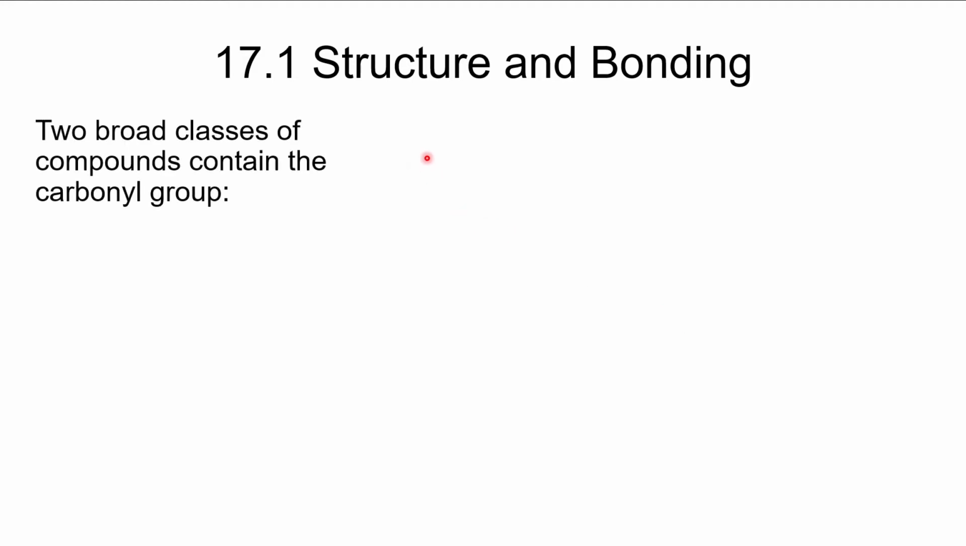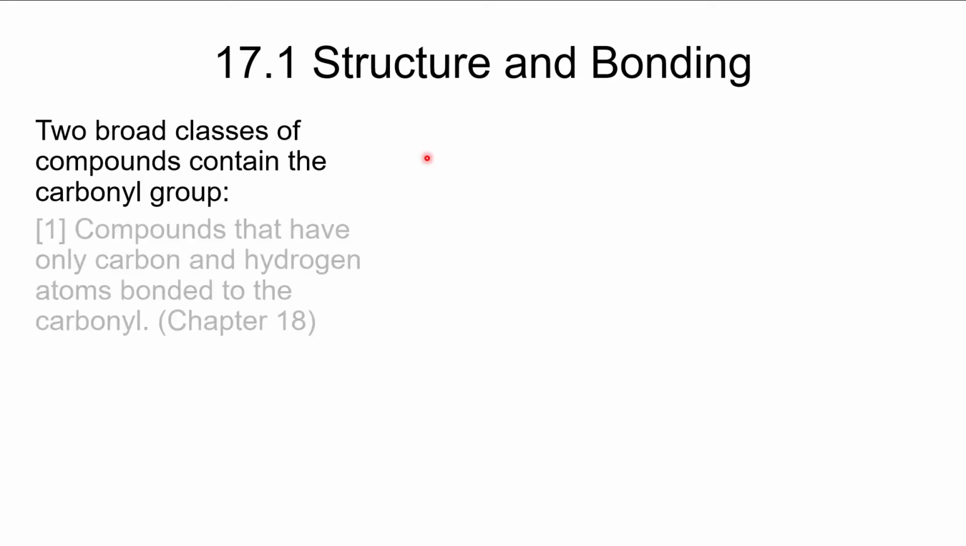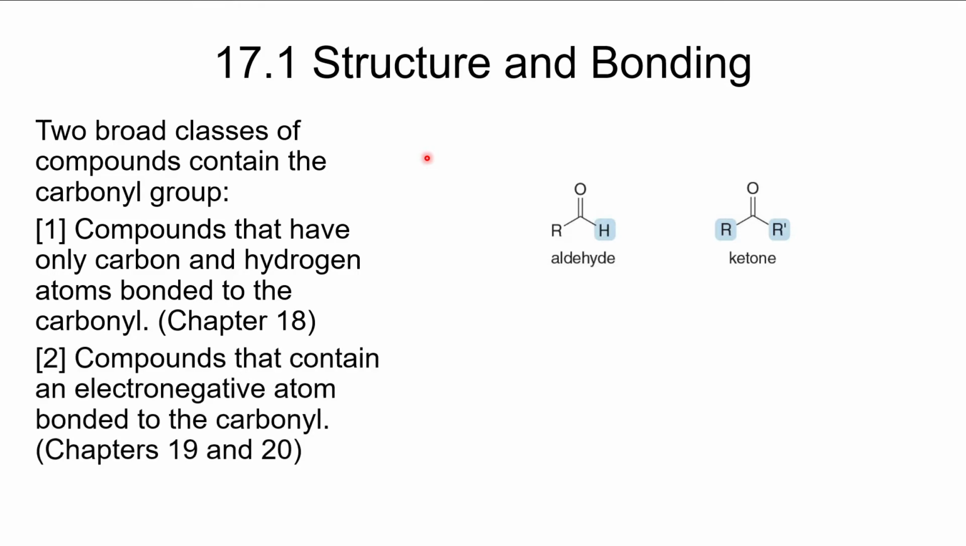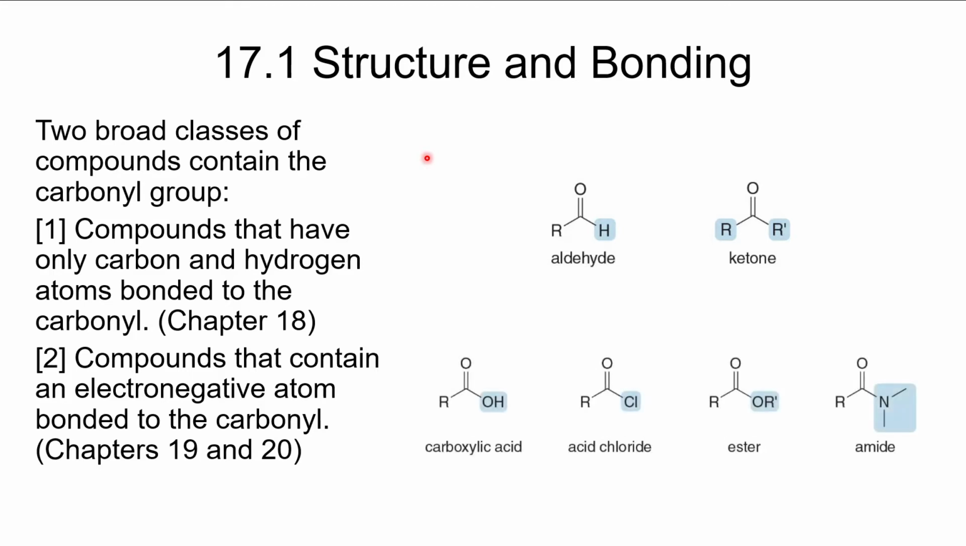So there are two broad classes of carbonyl compounds. There are compounds that have only carbon and hydrogen directly bonded to the carbonyl, and those are going to include aldehydes and ketones. That will be part of the focus of this chapter, but that will be a primary focus of chapter 18. Then there are compounds that contain an electronegative atom in addition to the oxygen bonded to that carbonyl. That's going to include carboxylic acids, acid derivatives, esters, and amides. And we're going to discuss that in chapters 19 and 20.